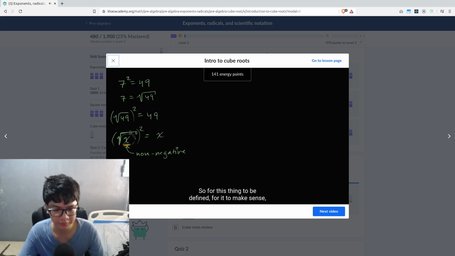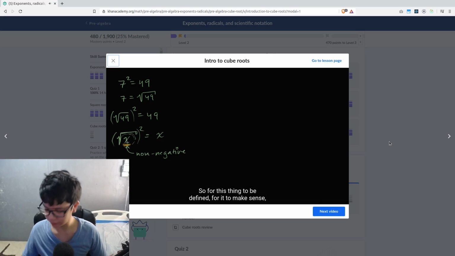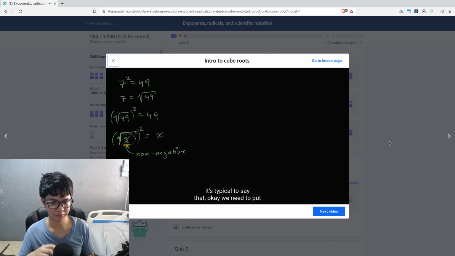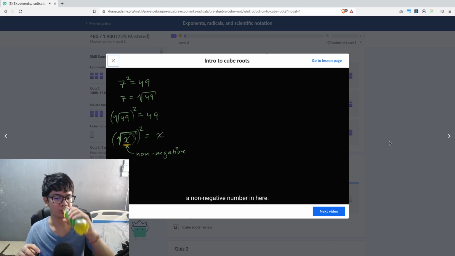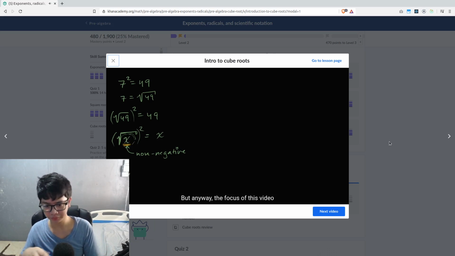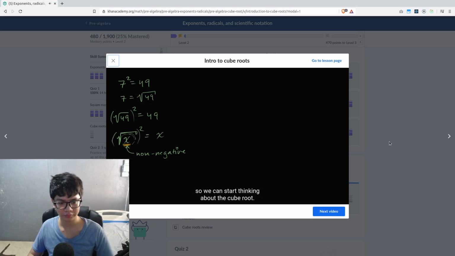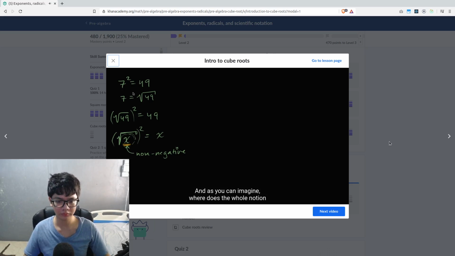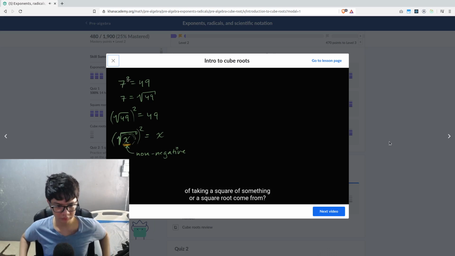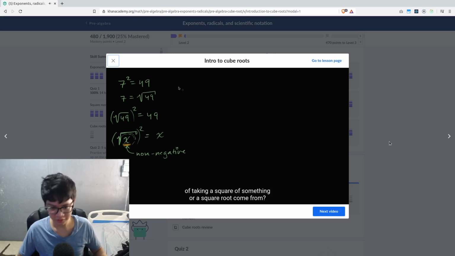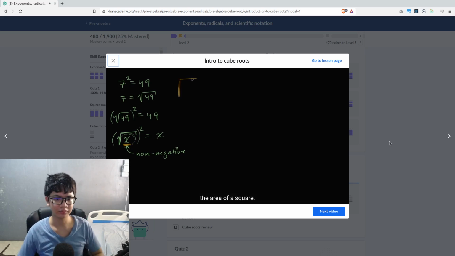So for this thing to be defined, for it to make sense, it's typical to say that we need to put a non-negative number in here. But anyway, the focus of this video is not on the square root. It's really just to review things so we can start thinking about the cube root. And as you can imagine, where does the whole notion of taking a square of something or a square root come from? Well, it comes from the notion of finding the area of a square.